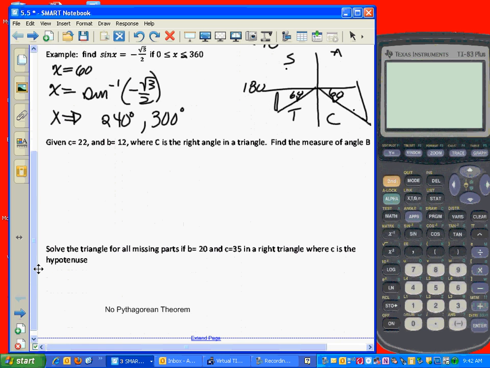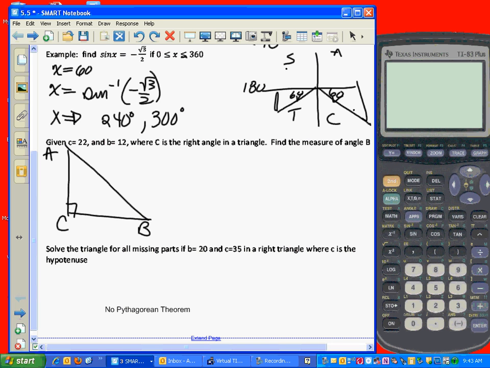All right, making sense? Okay, next one. Given that side C is 22 and side B is 12, where C is the right angle in a triangle, find the measure of B. So you have to draw these out. I told you C is the right angle. After that, you can put A and B at either corner. It doesn't really matter. I'm going to put A right here and B right here.